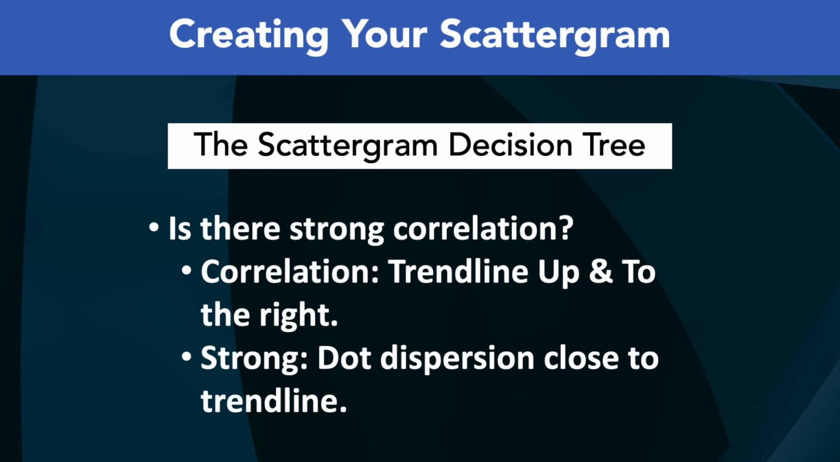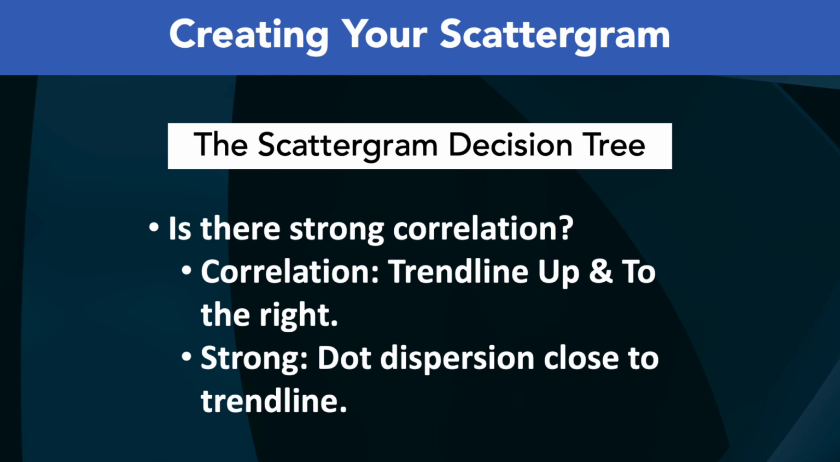What we define as correlation is that the trend line is up and to the right when you read from left to right. And strong means that the dot dispersion, or the sold homes represented by those blue dots, are fairly close to the trend line. So really we have to ask ourselves first, is there correlation, and is it strong? So, is there strong correlation? It has two little pieces to it, but if we go by this simple question and really just do this check, we'll be good to go.